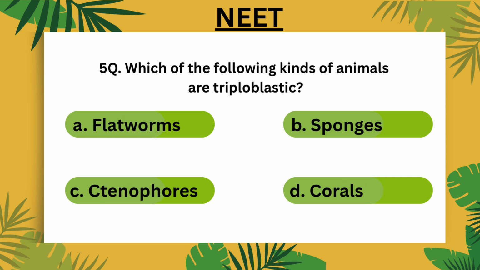Fifth question. Which of the following kinds of animals are triploblastic? A. Flatworms. B. Sponges. C. Ctenophores. D. Corals.